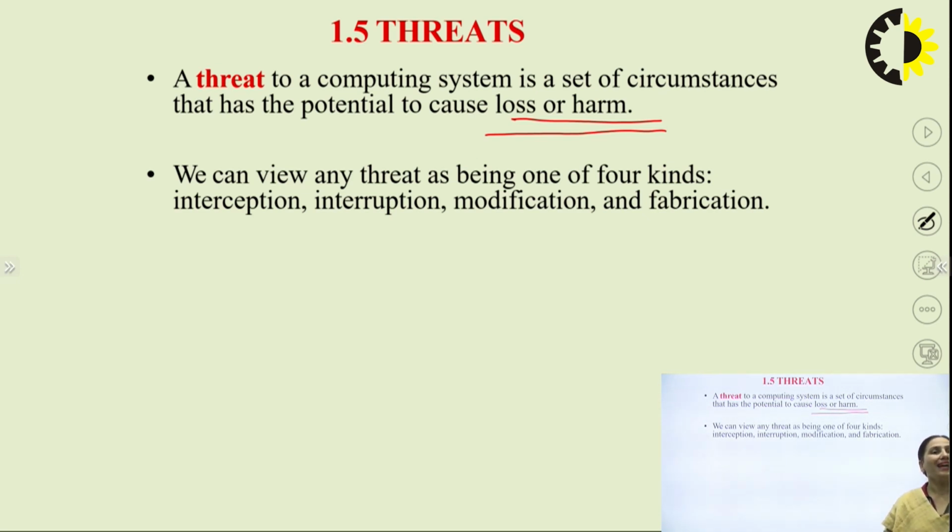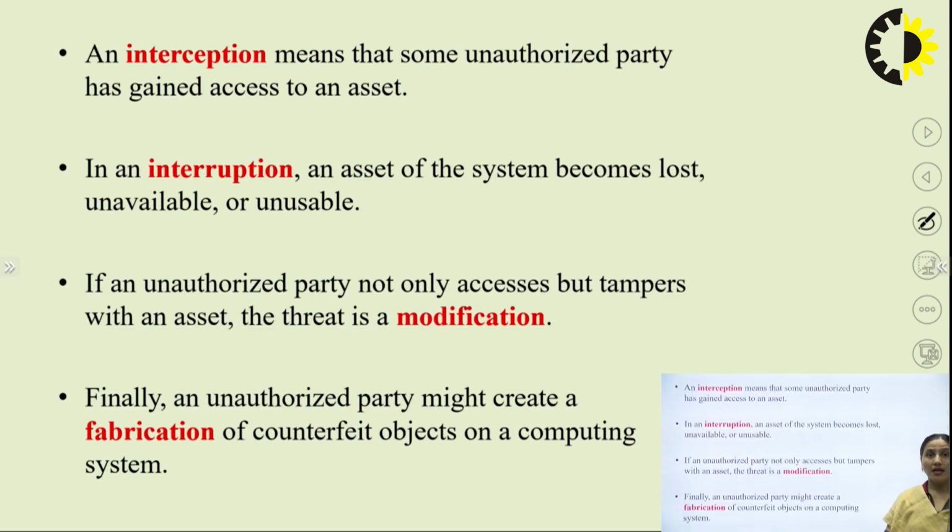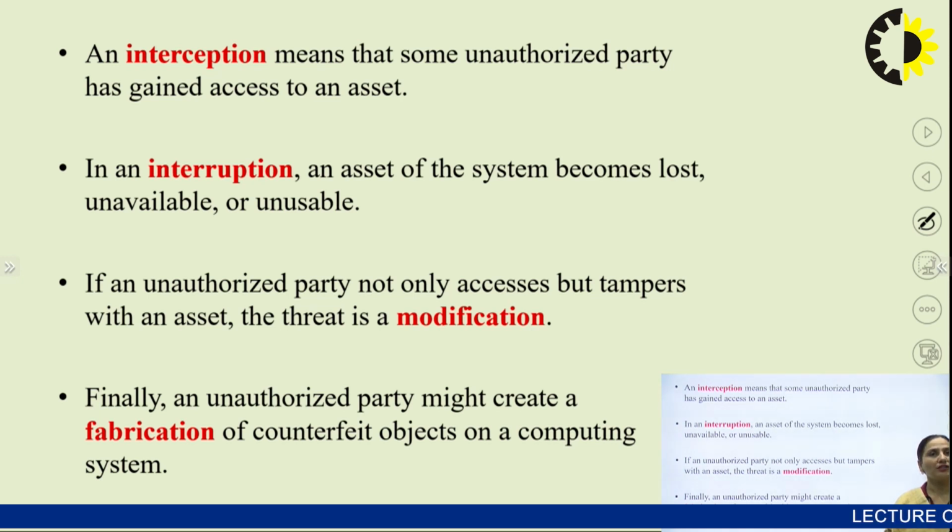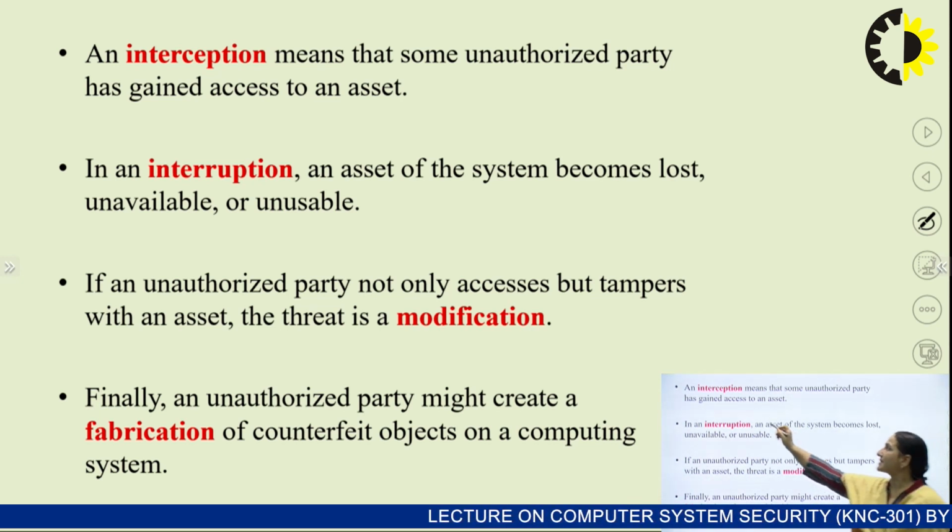Now we can view any threat as being of four kinds. We'll be discussing different types of threats. These are the basic four kinds, and under these four categories we are going to define them further. First is interception, second is interruption, third is modification, and last is fabrication. Now, what is interception? An interception means that some unauthorized party has gained access to an asset.